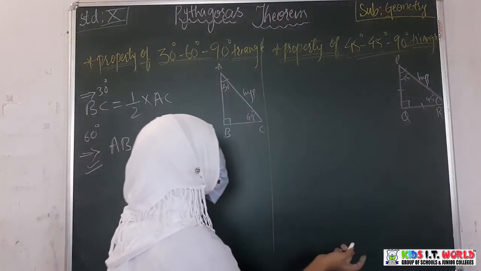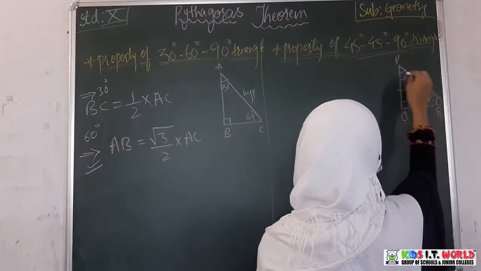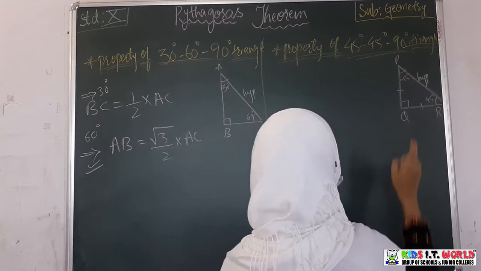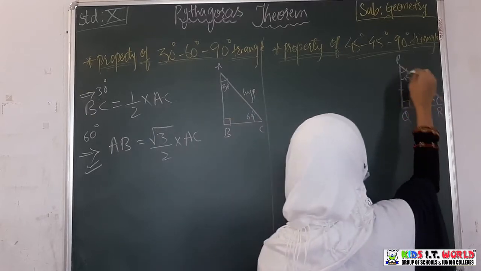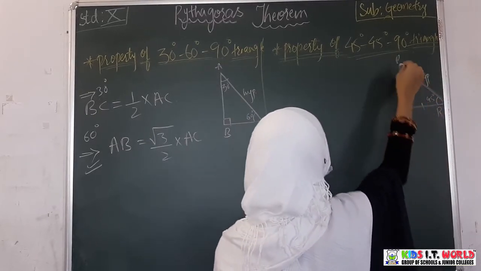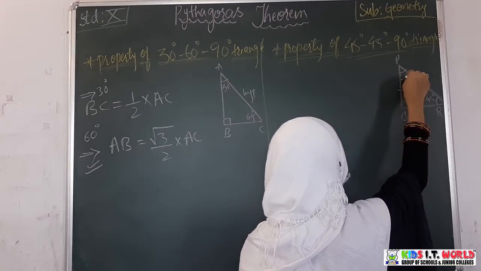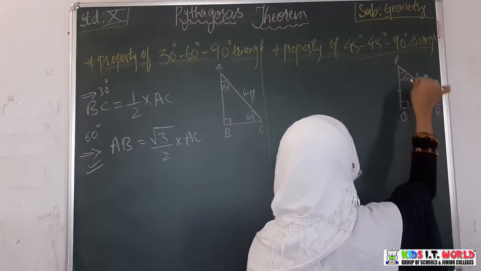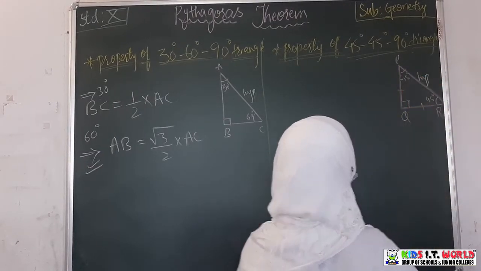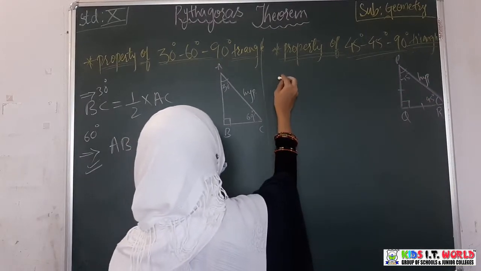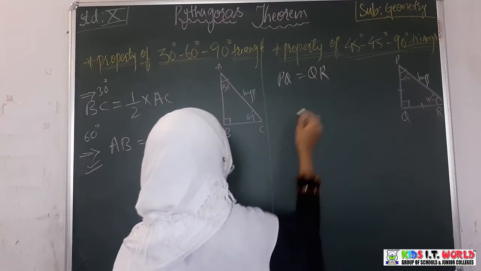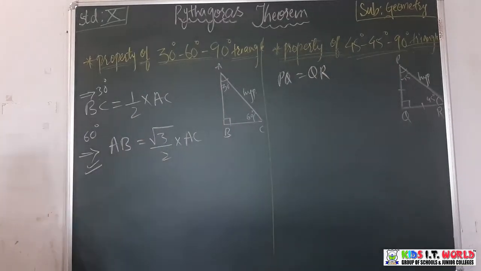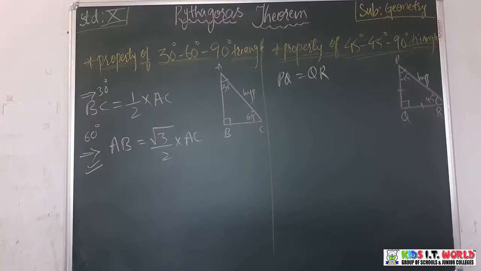Now the property of the 45, 45, 90 triangle. Both angles are 45 degrees and the third angle is 90 degrees. So the sides opposite the 45 degree angles are obviously congruent. If this angle is 45 and this angle is 45, then PQ and QR are equal. PQ is equal to QR by the similarity test.